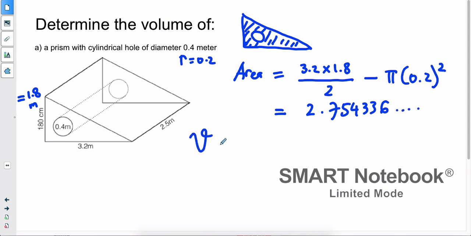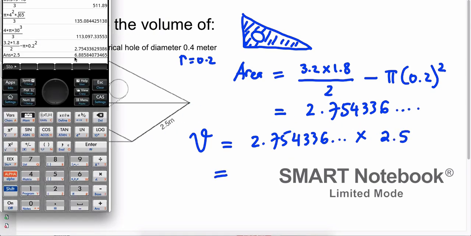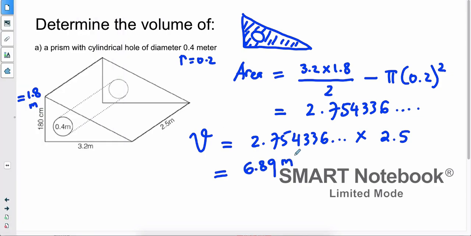So the volume of this prism is then just the area of the cross section multiplied by the length of the prism, which in this case is 2.5 meter. And as the end result, the volume is then three significant figures, 6.89. You see here after 8 there is 5, so then we round it up, 6.89 meter cube.